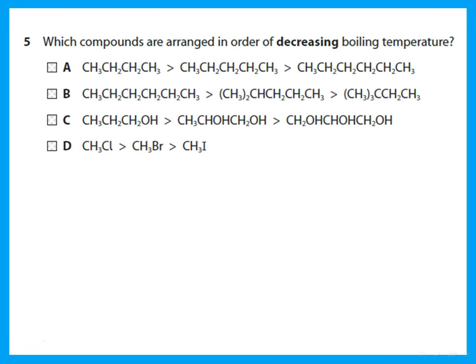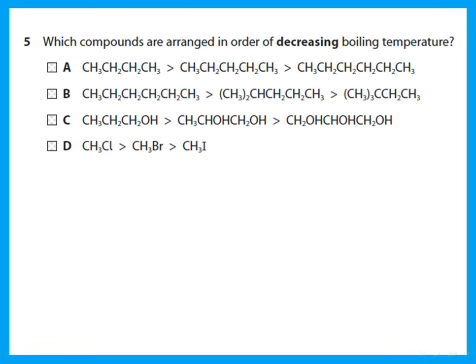The next question says which compounds are arranged in order of decreasing boiling temperature. Let's review the rules for boiling temperature. First of all, let's look at A. If we have straight chains, all of them are straight chains, the one with the higher number of carbons will have higher boiling point. So obviously A is in the wrong order because he wants the one in decreasing boiling temperature. So he wants the first one to be the higher boiling temperature.